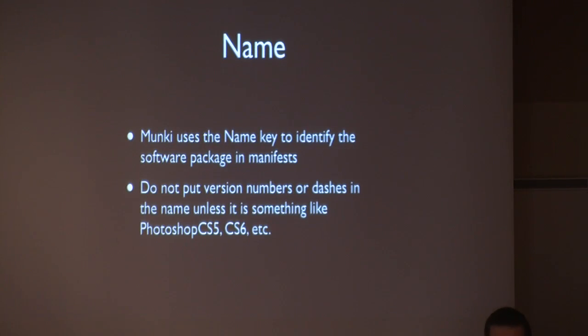So the name key, this is one of the main keys that we'll use. And it's used to identify the package, and it's what Munki uses to manipulate it. So when you put the name in the package info, like say Firefox, when you go to put it in your manifest, which tells the client what to install, you put just Firefox exactly as it appears in the package info file. If you do it slightly differently, if the capitalization's different, it won't work. So you need to make sure it's standardized.